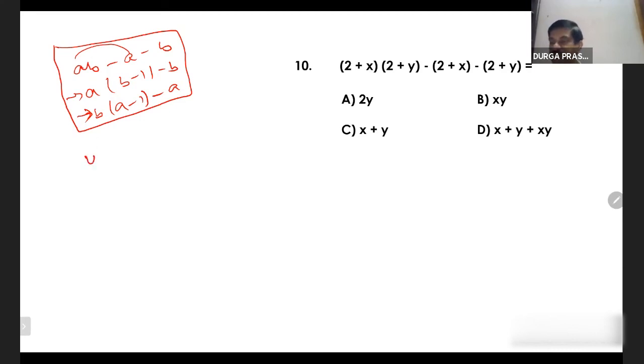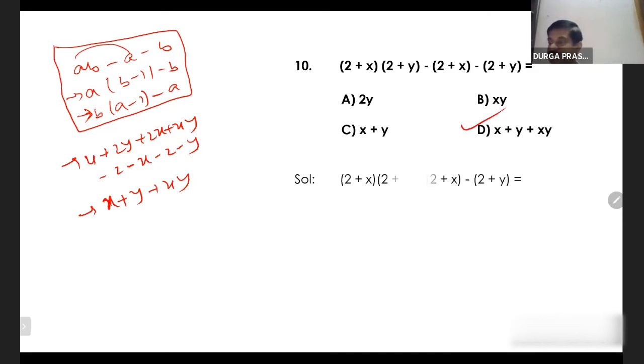So that is 4 plus 2y plus 2x plus xy minus 2 minus x minus 2 minus y. So 4 gets cancelled, 2x minus x is x, and 2y minus y is y, and then plus xy. So this is very simple, option D. Please note it fast, quick.